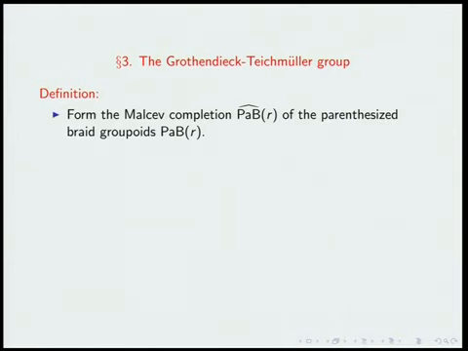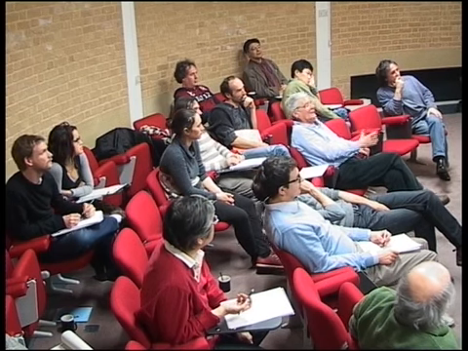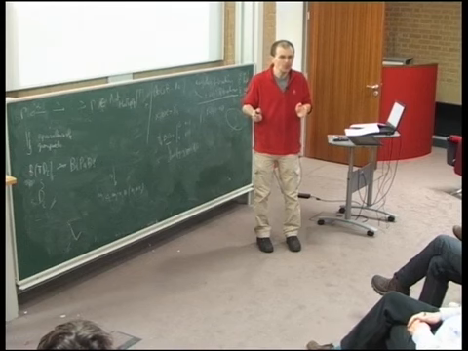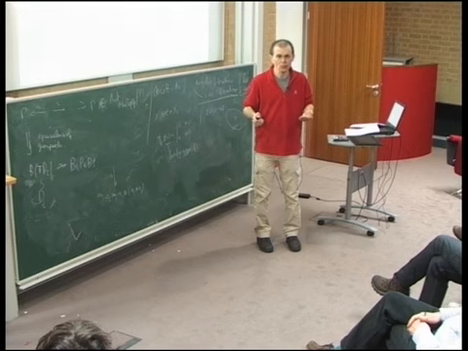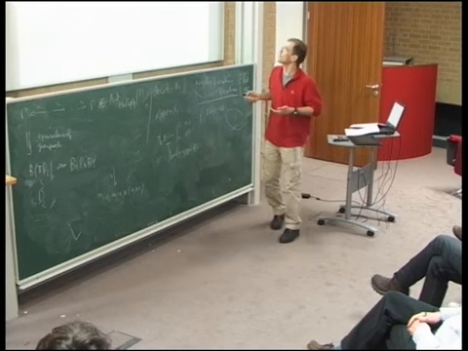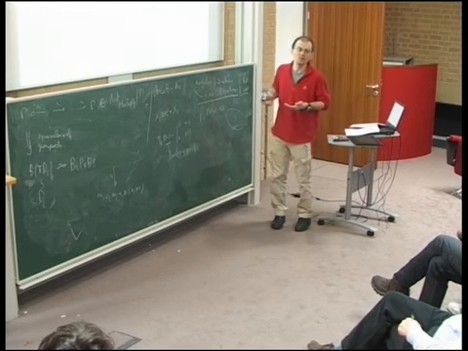In my setting, I will consider the Malcev completion of the parenthesized braid groupoids. That is the same as the pro-unipotent completion. You have this pro-unipotent completion on groups. You can extend this completion to groupoids, and it behaves sufficiently well with respect to the monoidal structure to give something for operads. So we see that the completion of these groupoids forms an operad, PaB.